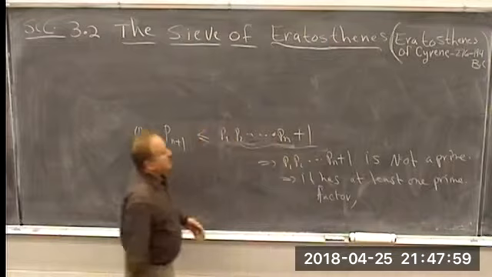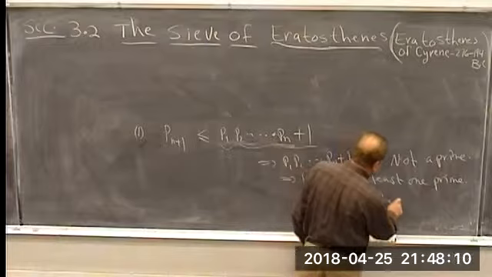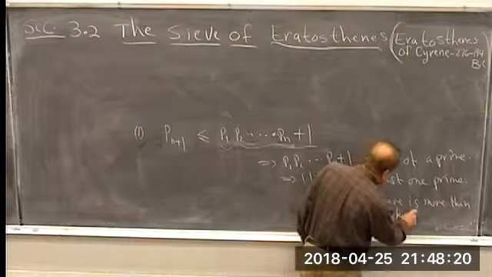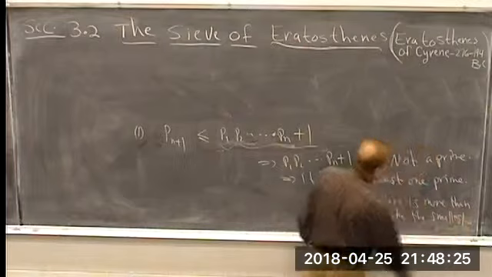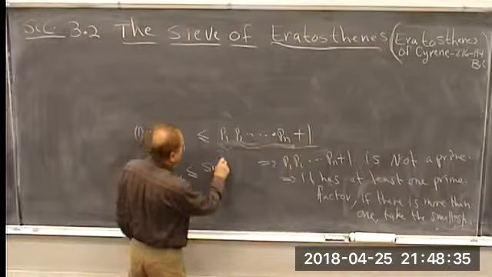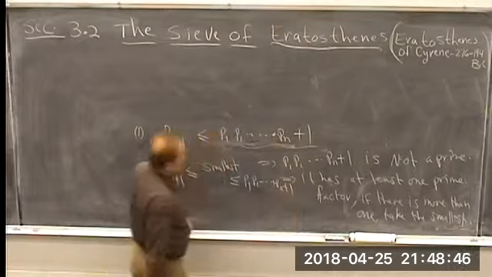Now, if we have more than one prime factor, we take the smallest one of them. So if there is more than one, take the smallest. And we're going to find that p_{n+1} is smaller than or equal to the smallest. And of course, this is less than or equal to all of this number, and so on. So the smallest prime factor is going to be small.